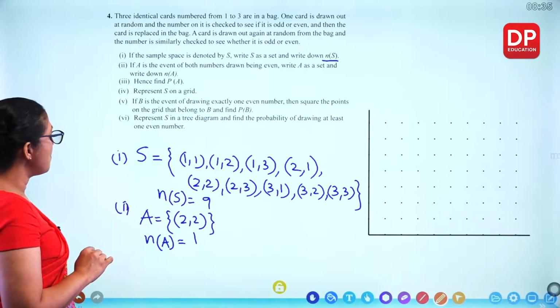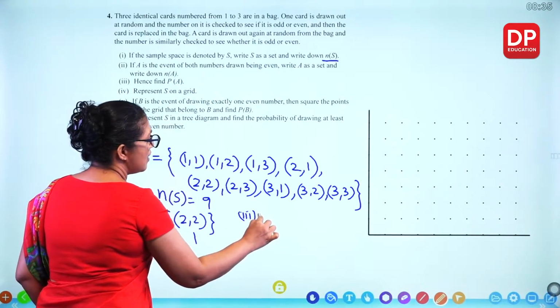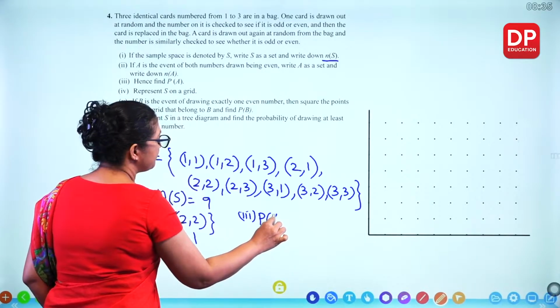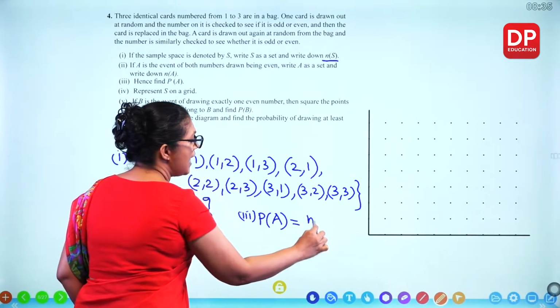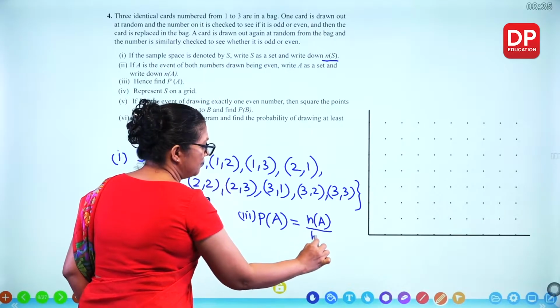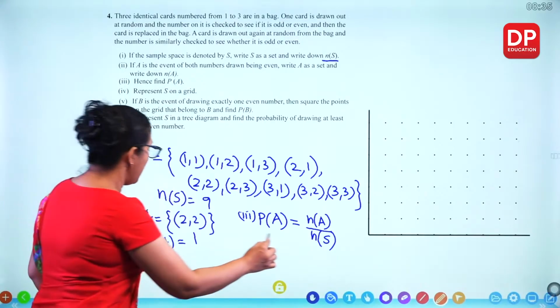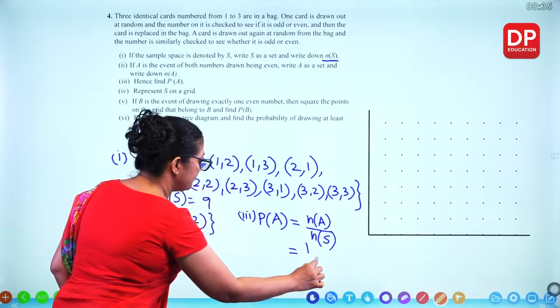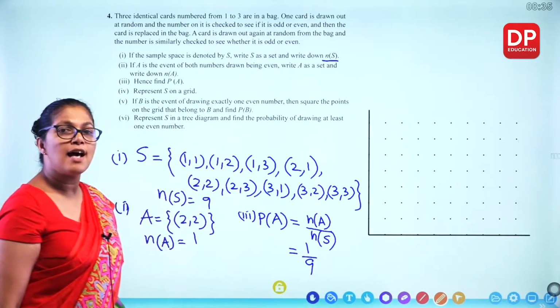Then hence find probability of A. Now we have n(A) and n(S). So n(A) over n(S) is the probability of getting A. n(A) equals 1, n(S) equals 9. So the probability is 1 over 9.